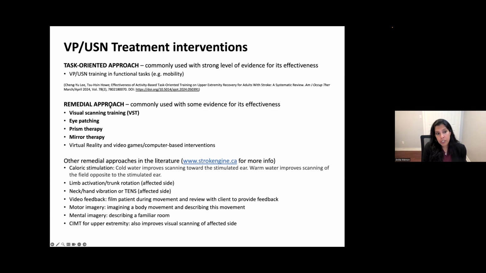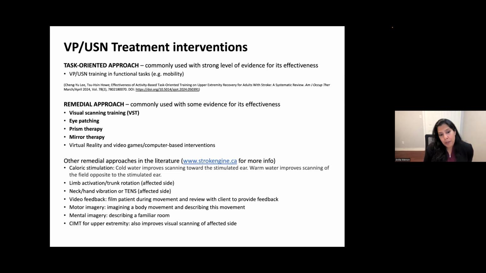In terms of remedial approaches, this is where we're going to cover different interventions that have been studied in the literature. The ones that have been highlighted in bold are the ones that have some evidence of effectiveness and have been commonly used in therapy. So that's the visual scanning training, eye patching, prism therapy, and mirror therapy. I'm also going to cover virtual reality and video games and the evidence about that as well. But again, that is not as commonly used, depending on whether the equipment is available for the client or the rehab center or the clinical setting.